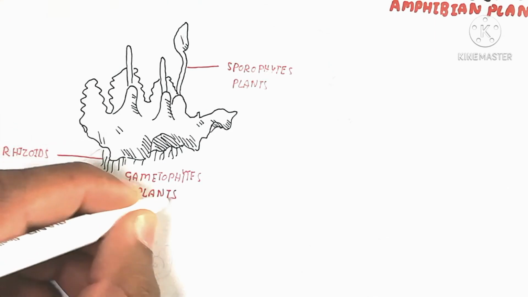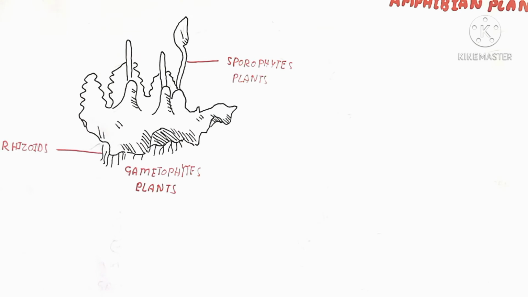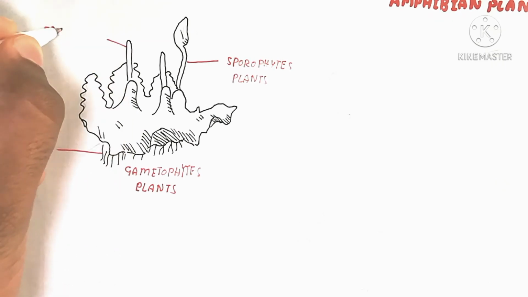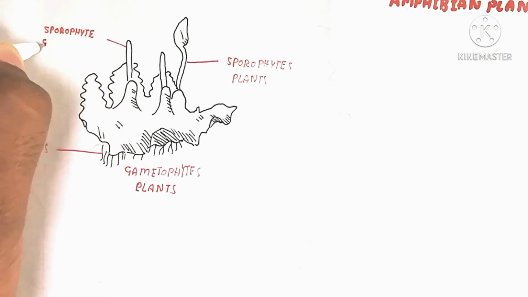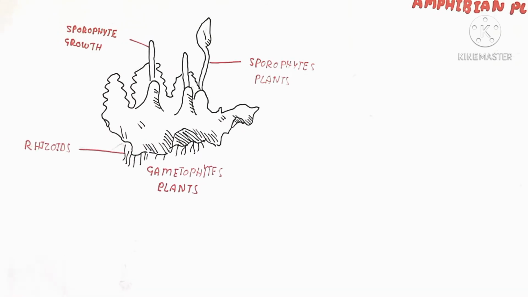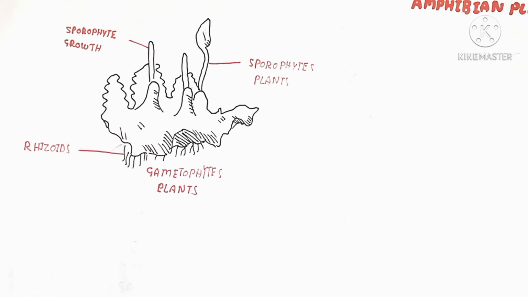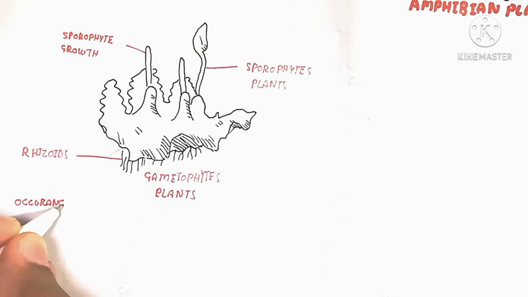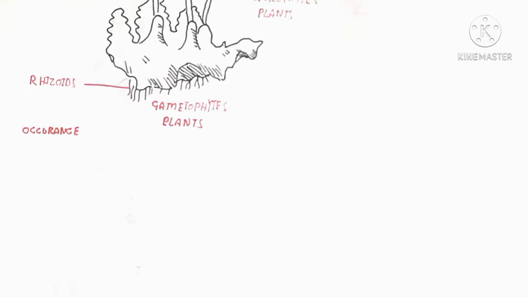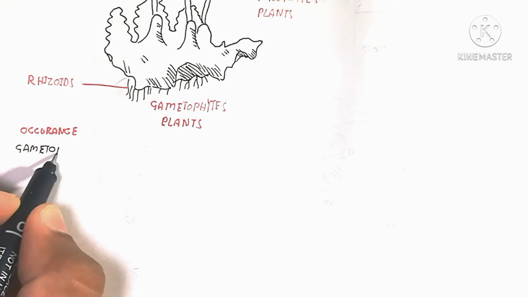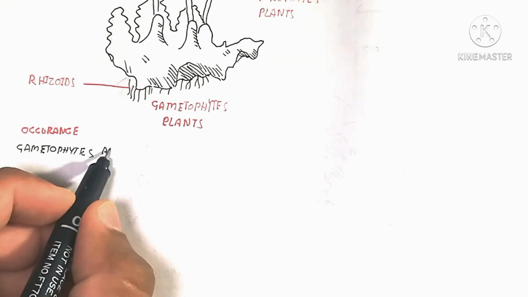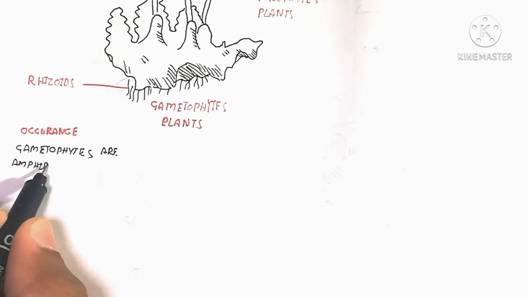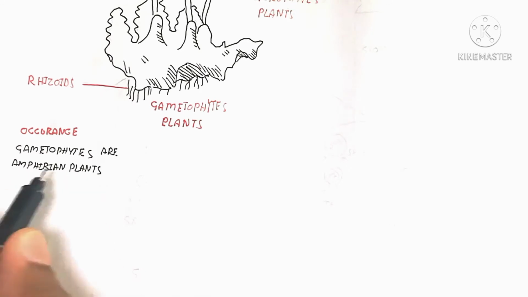And here is the gametophyte, and the rhizoids are present below it, for attachment to the substratum. So where is the gametophyte present? In this thallus. Thallus means the plant body without leaf, shoot or root is known as a thallus. So that is the occurrence.